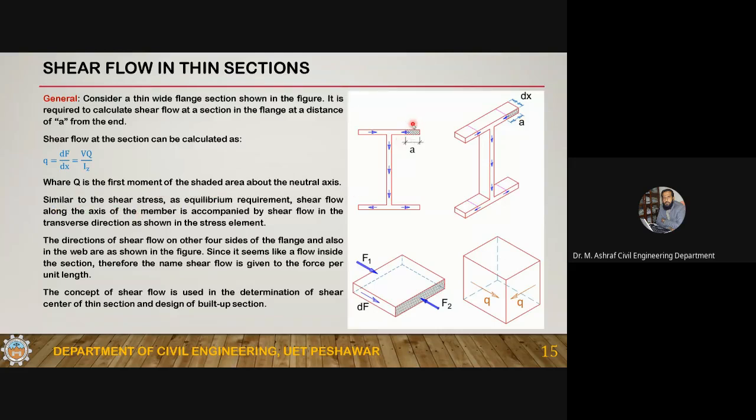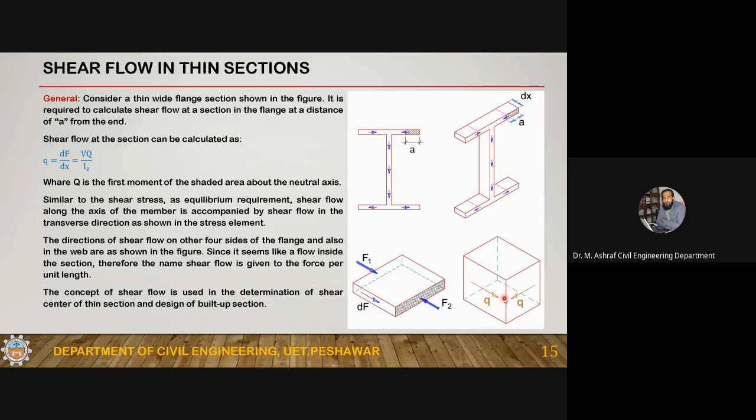Now if you take a section here, and a section here, then you will get, let me just explain some more before discussing this one. Now this is a shear flow along the length of the beam. This is along the length of the beam. Here this is a three-dimensional view. So you will get shear flow along the length of the beam. Okay, so this is the shear flow.